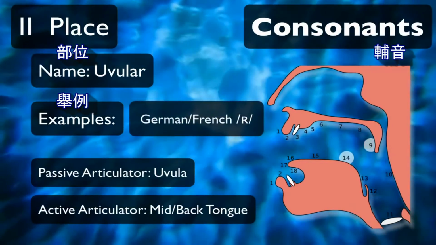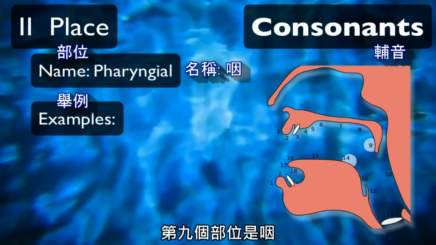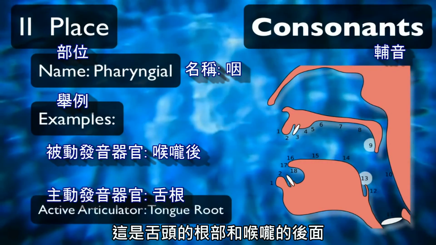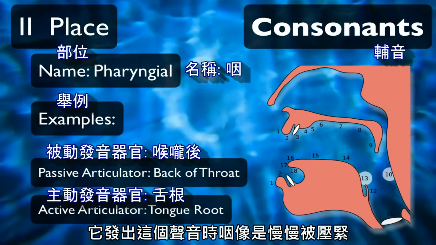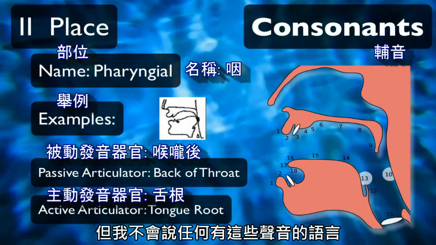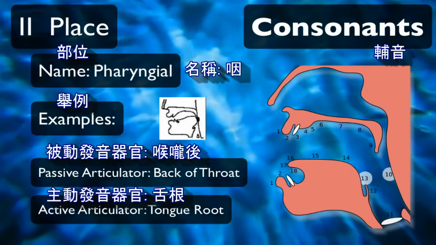They get ra, ra. Place 9 is pharyngeal. This is the root of the tongue, the base of your tongue, and the back of your throat. Which apparently sounds like getting strangled, but I don't speak any languages with these sounds, so I can't demonstrate. I'm not going to demonstrate something that's just made up.